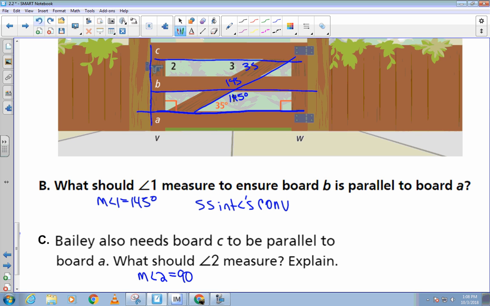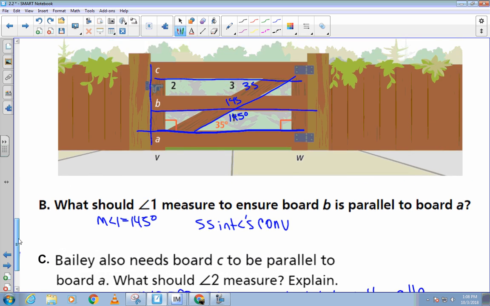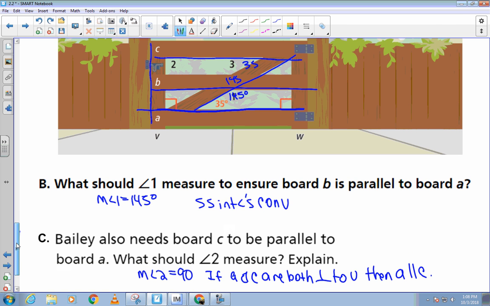We could write that down. If A and C are both perpendicular to V, then A is parallel to C. But if they had asked me for angle 3, did they ask me about angle 3? Okay. That might come into play here in a minute. You could have used the 35 thing. Yes? But that wasn't really answering what they initially asked you to find. So you could have worked your way there. That's not necessarily wrong, it just wasn't answering what the question asked.